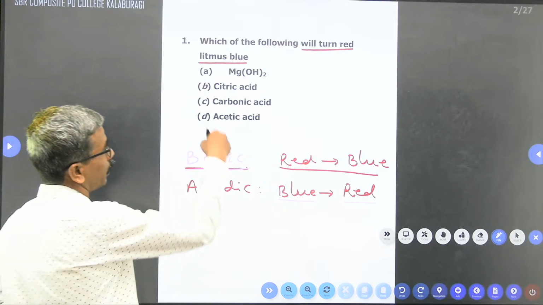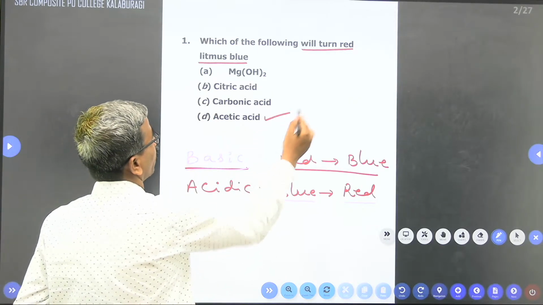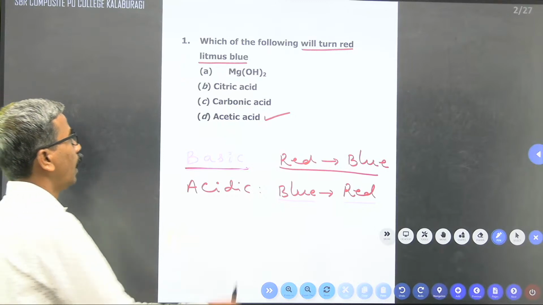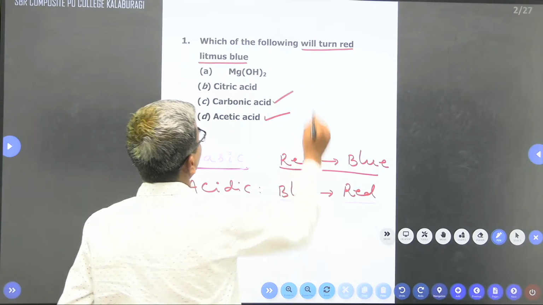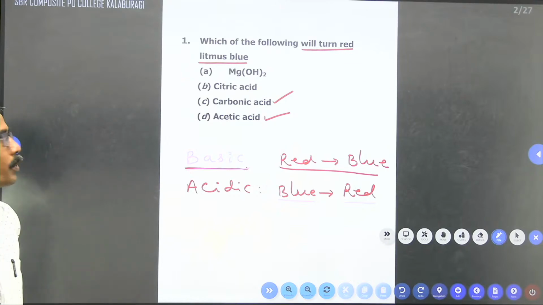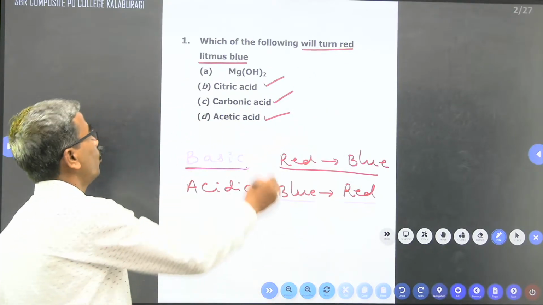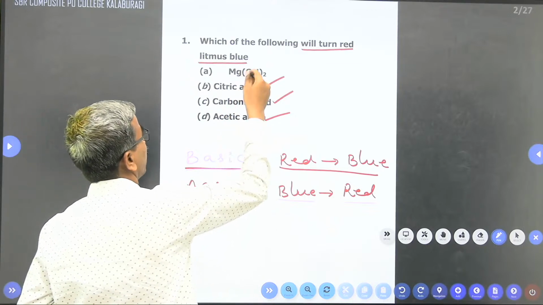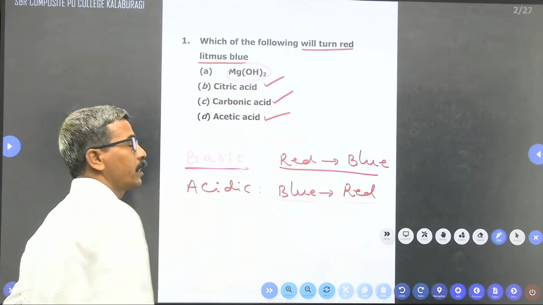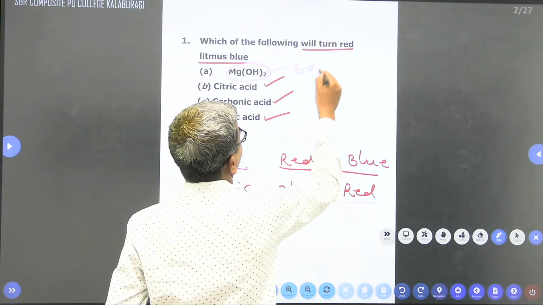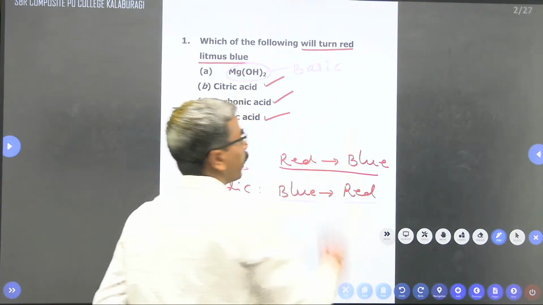Now, if I go with the reverse, D is acidic, because it is acetic acid. C is carbonic acid, which is also acidic. Citric acid is also acidic. When you go to this compound, which I am highlighting, this is magnesium hydroxide. This compound is basic in nature, and it is alkaline in nature.